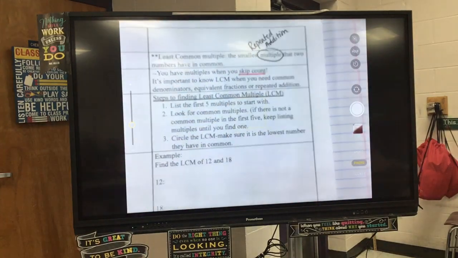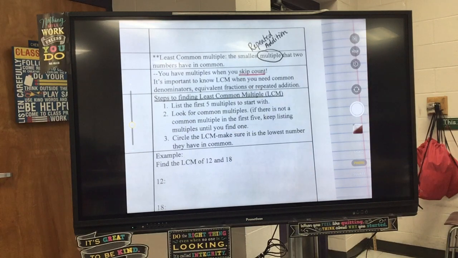So if I'm asking for the first 5 multiples of 2, the first multiple is 2. What's the next multiple? 4. What's the next one? 6. What's the next one? 8. What's the next one? 10. That is finding multiples. Okay?